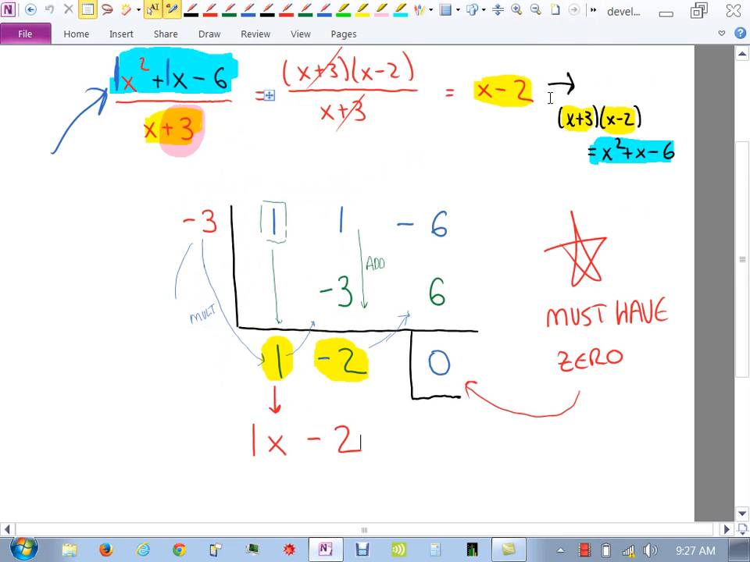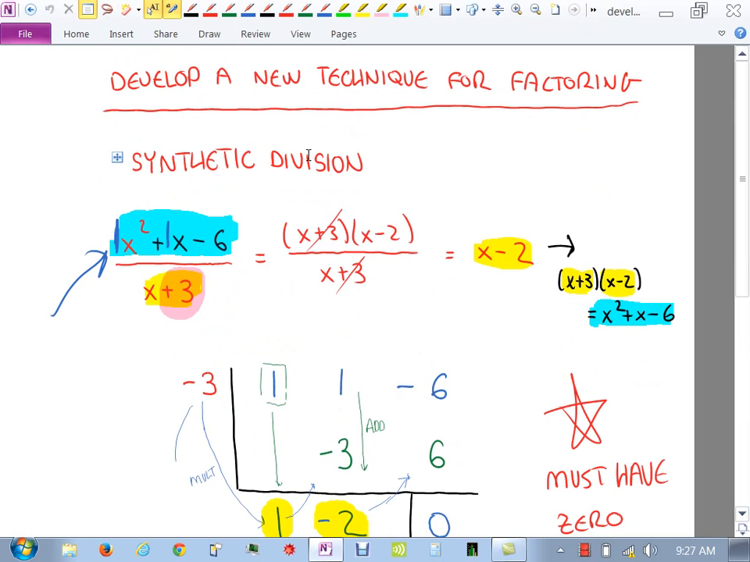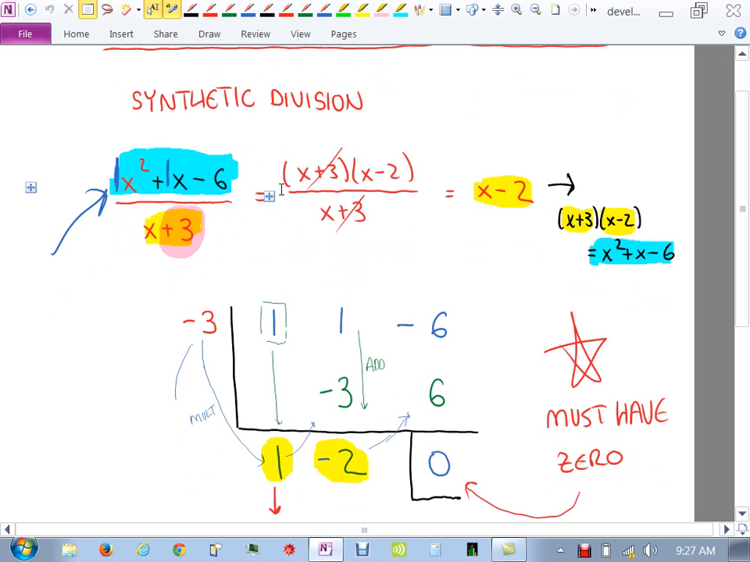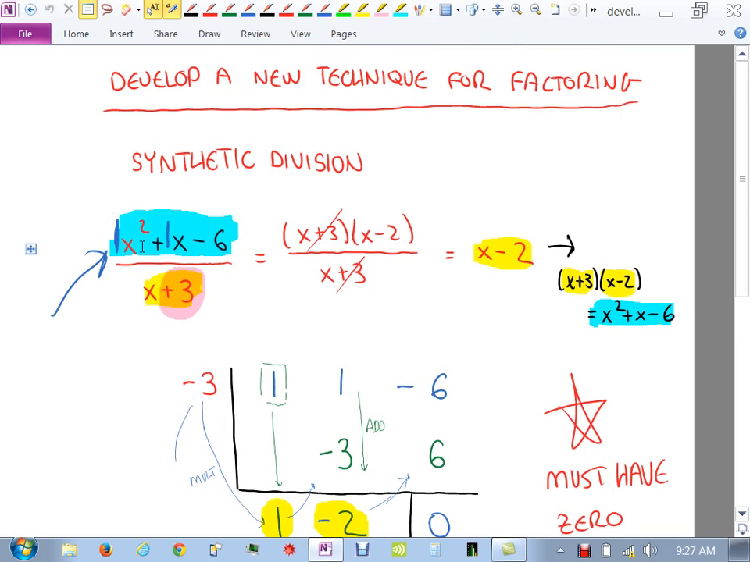So I introduce a new, we're going to try and develop a new technique for factoring. So we start out with this idea of division. I tell everyone in the class, hey, let's just take x squared plus x minus 6. Let's divide it by x plus 3, see what we get. We factor out the numerator, AC method on the numerator. We notice that these x plus 3's cancel, so the answer is x minus 2.